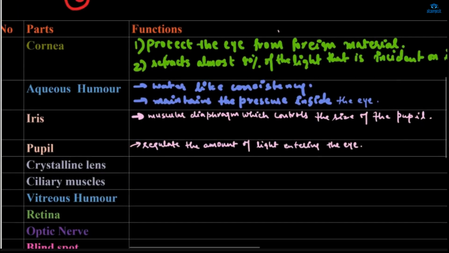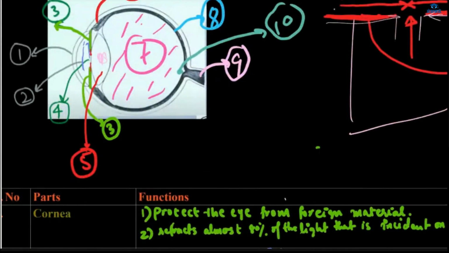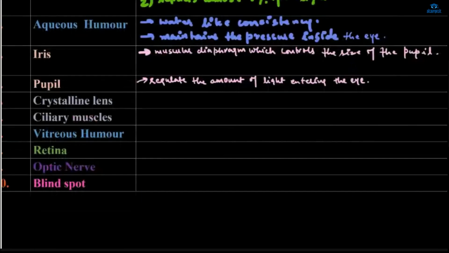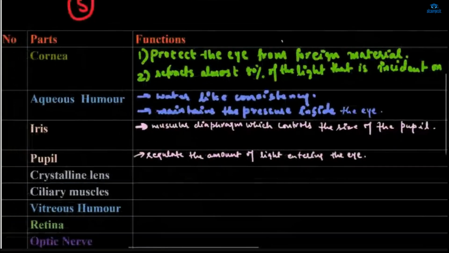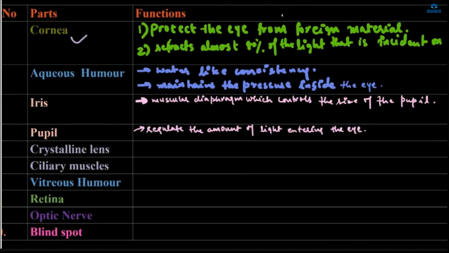Now the fifth one is the crystalline lens. Crystalline lens is what? It refracts the light that comes inside. Most of the refraction was actually done by the cornea, but the rest of the refraction will be done by the crystalline lens. And one more thing, the crystalline lens and ciliary muscle also work in pair, just as the iris and pupil work in pair.